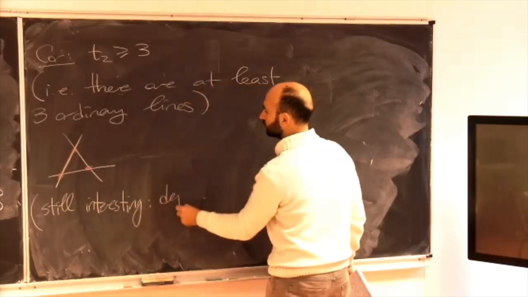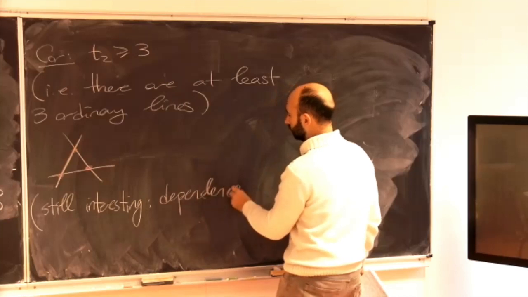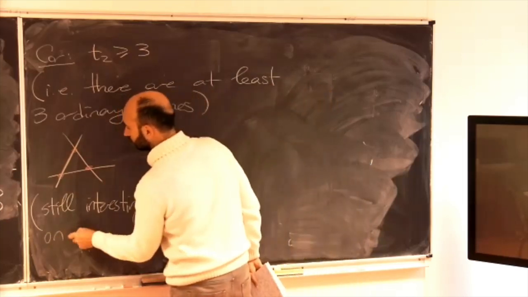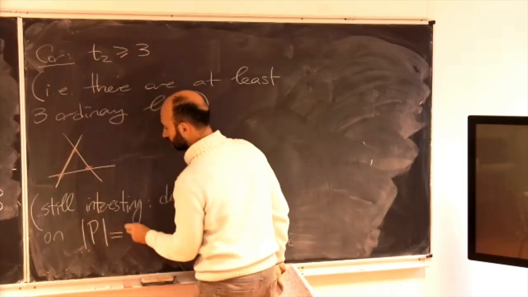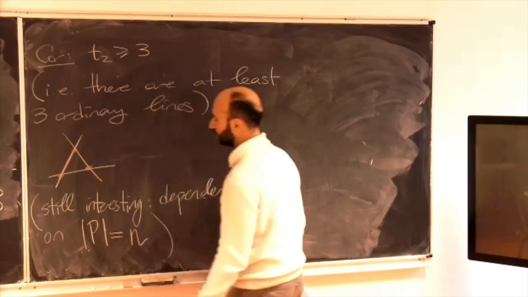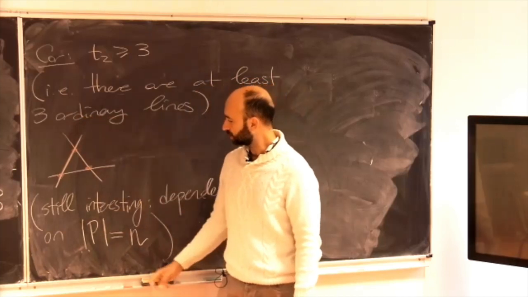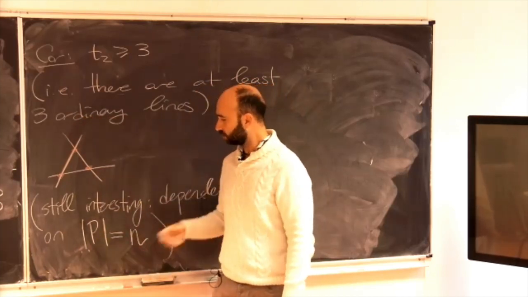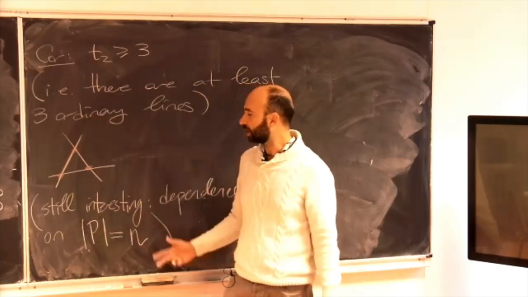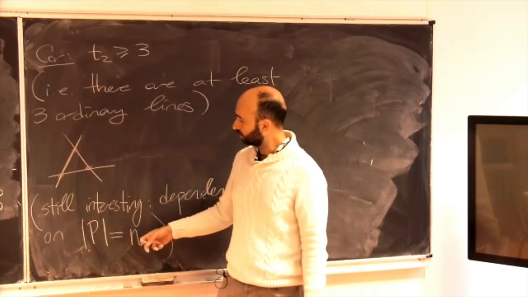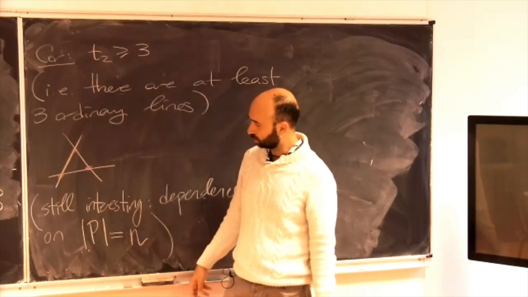Question is dependence on the number of points n. I mean, okay, we can have 3 ordinary lines, but can you have 3 ordinary lines if you have 100 points? Well, it will not be the case, and the number will have to increase. So that will be the topic of next lecture.